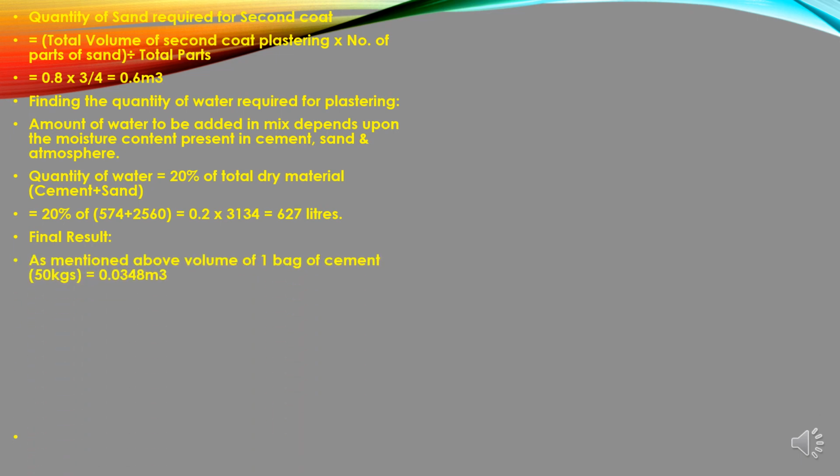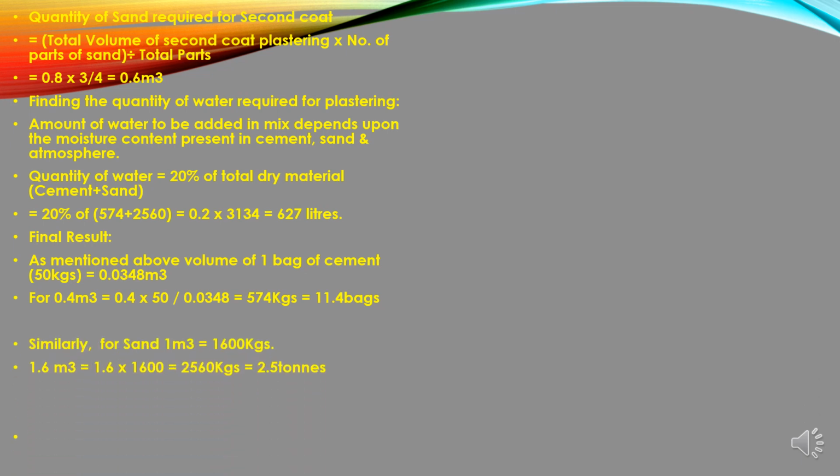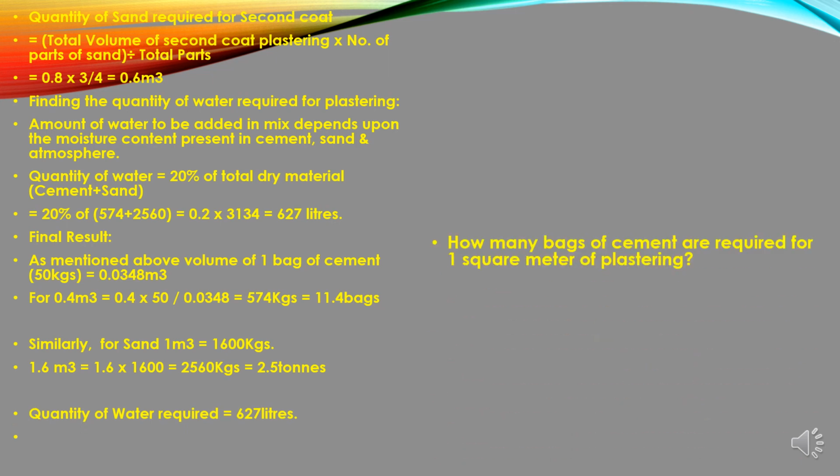Final result. As mentioned above, volume of 1 bag of cement is equal to 0.0348 cubic meter. For 0.43 cubic meter, we require 0.4 into 50 divided by 0.0348, which is equal to 574 kgs. That is 11.4 bags. Similarly, for sand, 1 cubic meter is equal to 1600 kgs. 1.6 cubic meter gives 2506 kg, which is equal to 2.5 tons. Quantity of water required is 627 liters.